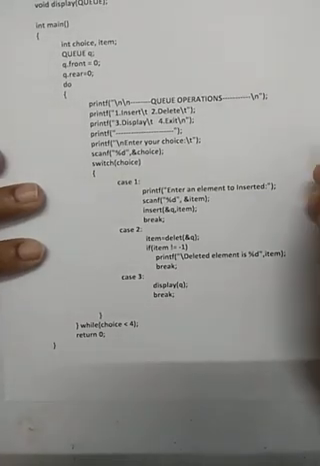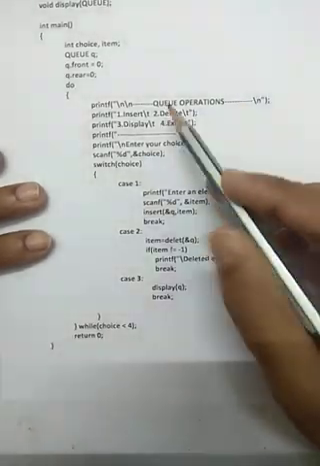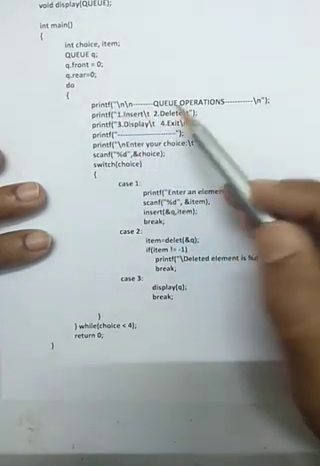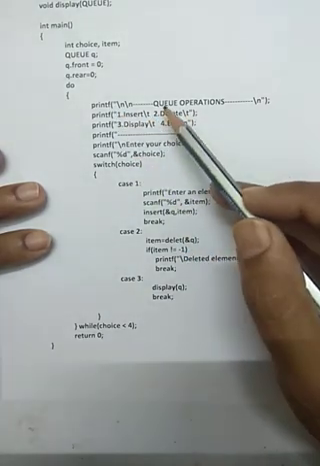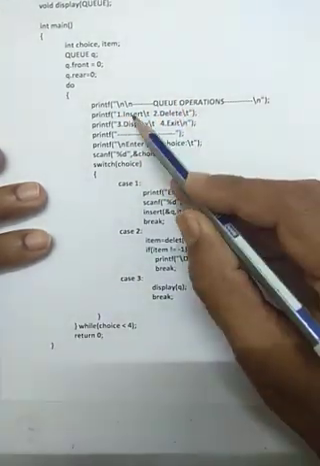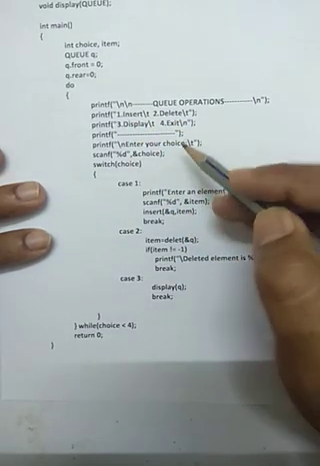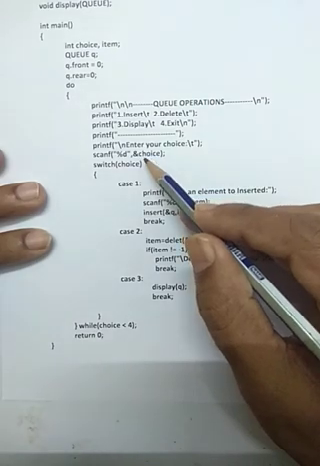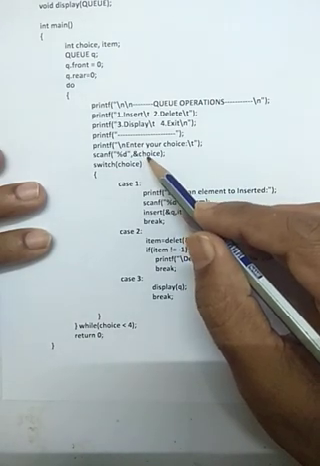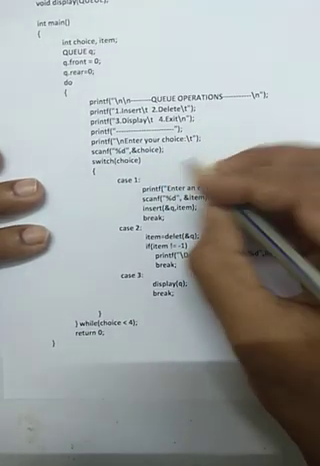Next we have the switch statement, inside a do while loop, and there are some statements here. This will display the menu: 1 for insert, 2 for delete, 3 for display, and 4 for exit. I will ask the user what their choice is. Okay, so say the user enters 1.